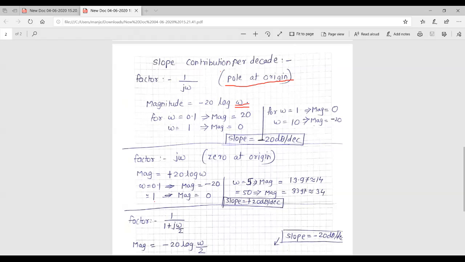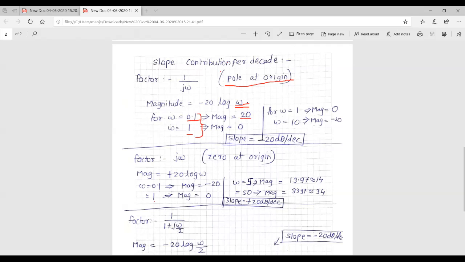So what will be the magnitude? Minus 20 log of 0.1. That is equal to 20, isn't it? Now, you need to form a decade. So that decade will be formed by multiplying this 0.1 by 10, that is equal to 1. So at omega equal to 1, minus 20 log of 1. Log of 1 is anyway 0. So this magnitude is going to be 0. This is the example with 0.1 and 1.